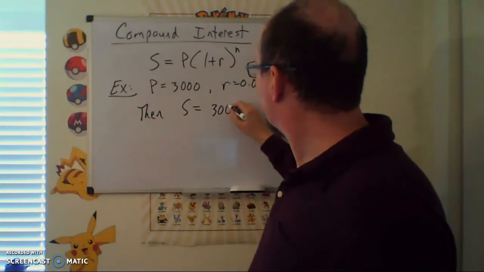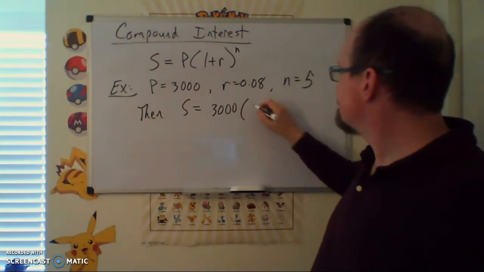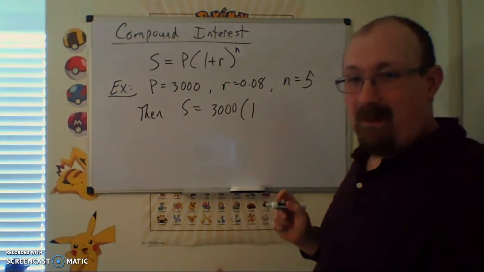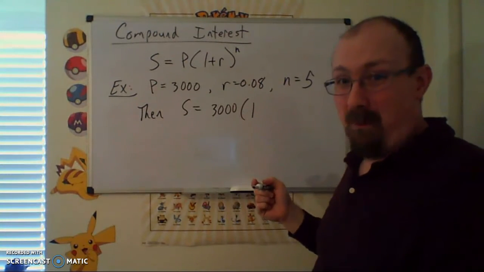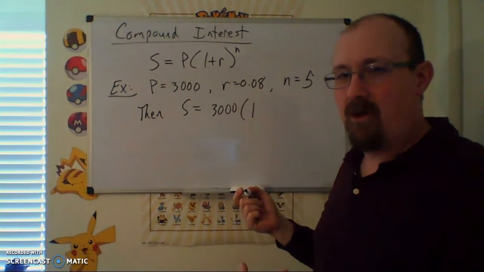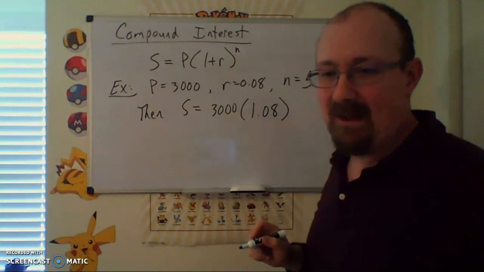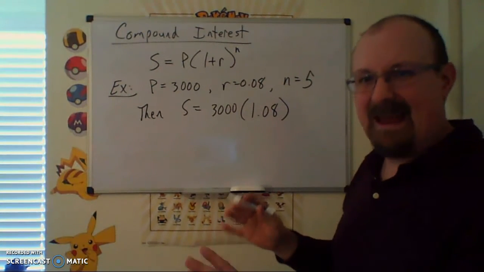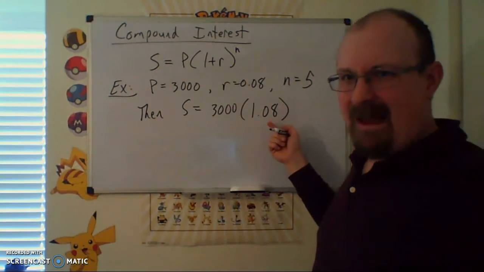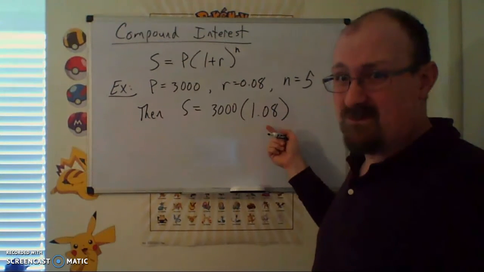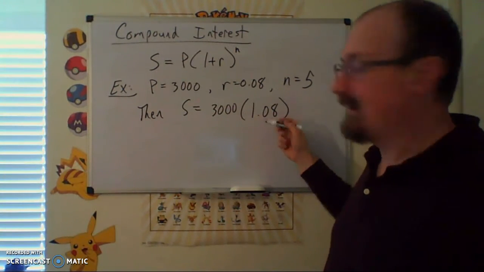So we have 3,000 times 1. I normally am not going to write 1 plus 0.08. I think we can all safely add those two together and just write that as 1.08. If you need to, it's okay, I get it. But as you've seen, I don't have a ton of board space to work with, so I'm going to try to save it where I can.